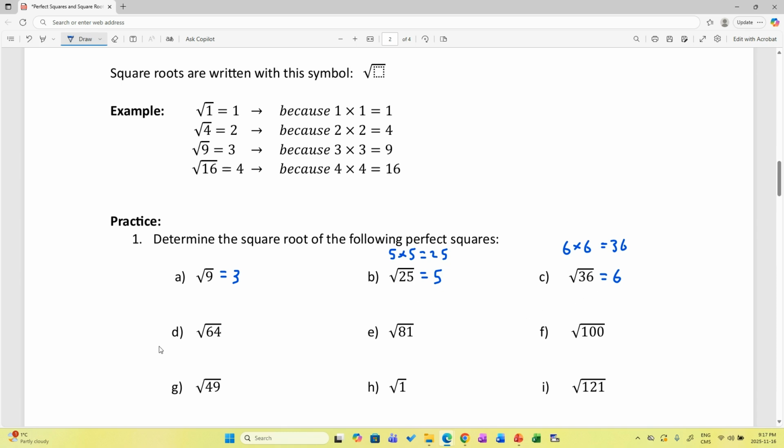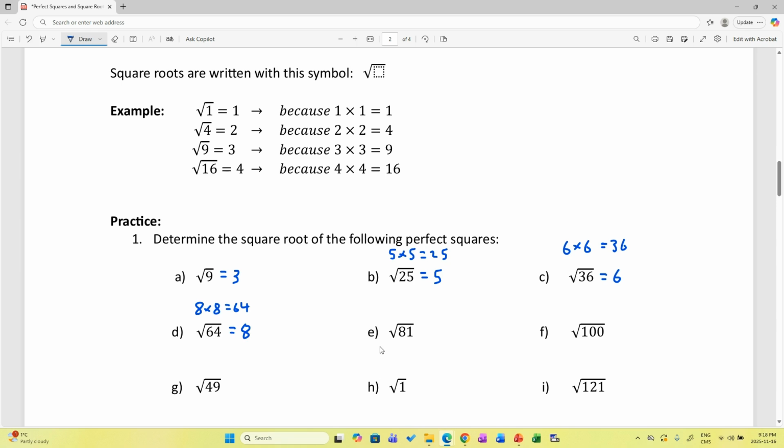Notice how if you know your perfect squares really well, you should be able to figure out the square root of pretty much these perfect squares. So the square root of 64, what two numbers can multiply by itself to get to 64? Well, how about 8 times 8? That gets me 64. Hence, the square root of 64 would just be 8.